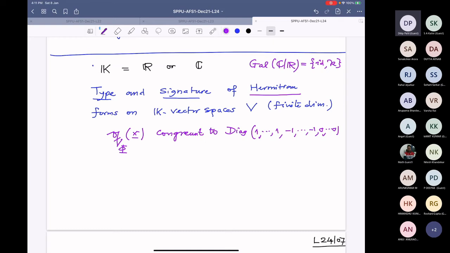Now why this? Because you see, this will correspond to the positive real numbers and this will correspond to the negative real numbers, because we can get rid of that square. So this one and this one are good invariants. This is P, this is Q, the number of minus ones is Q, and the number of zeros is therefore N minus P plus Q. And also P plus Q is the rank of that form. See, I started with Hermitian form phi.